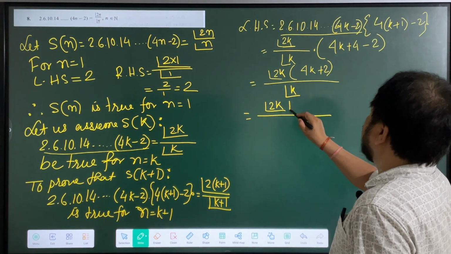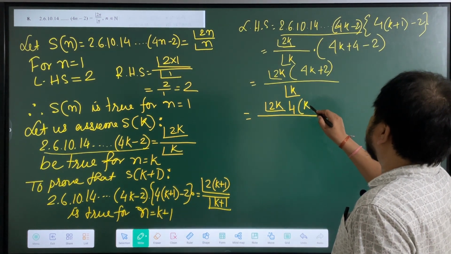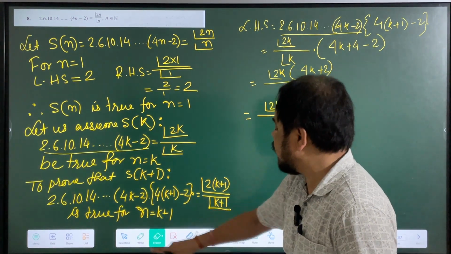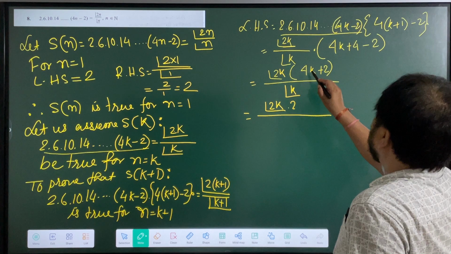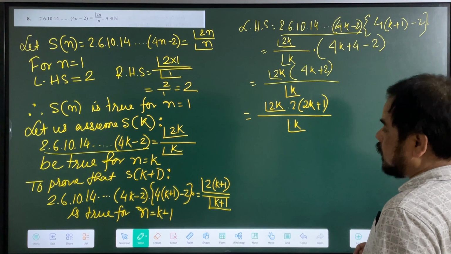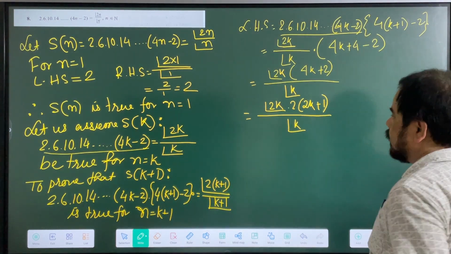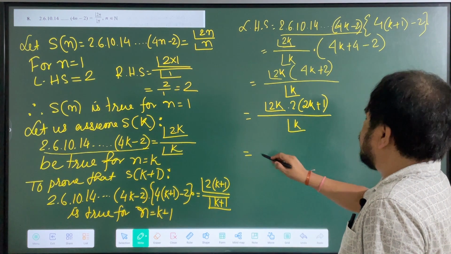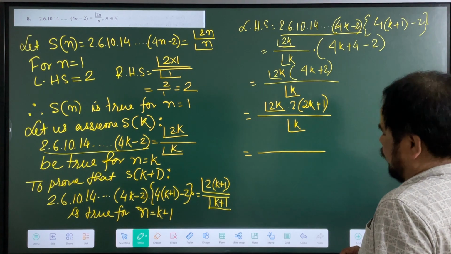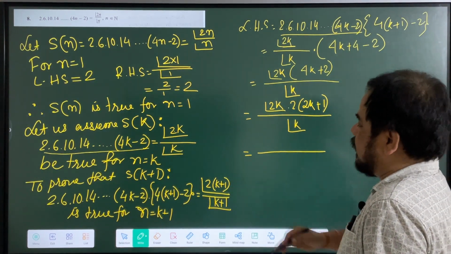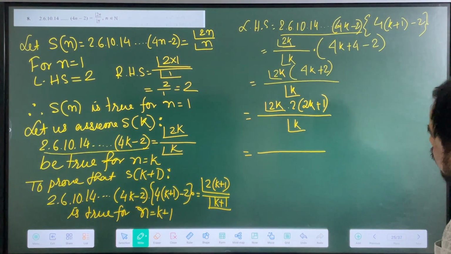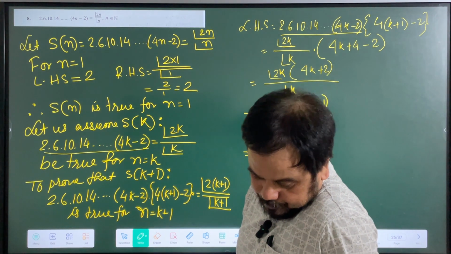Factorial 2k, 2, not 4. We can take 2 common. 2 into 2k plus 1 by factorial k. What is there in right hand side? This is what in right hand side. Now we will see how can we make a right hand side. Inside the bracket k plus 1 is there. That one we will see later on.